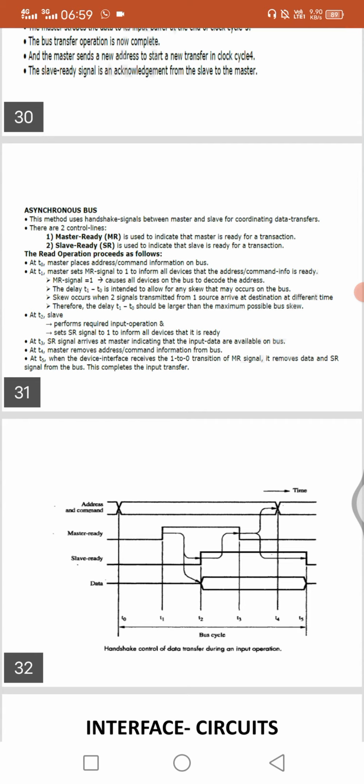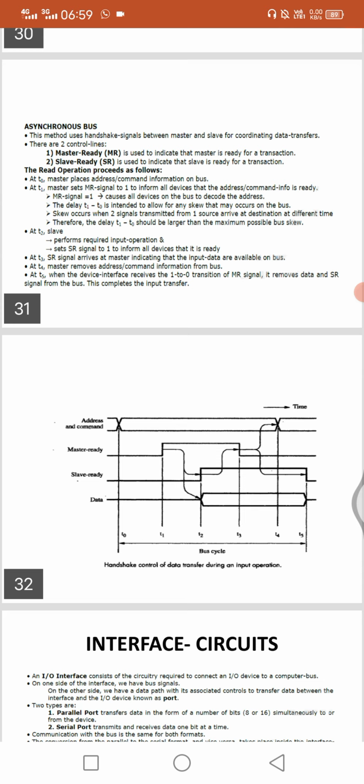Next, slave ready is used to indicate that the slave is ready for a transaction. Because of these indications we can understand the status of the master and the status of the slave. With the help of this information, we want to transfer data from sender to receiver, or master to slave.